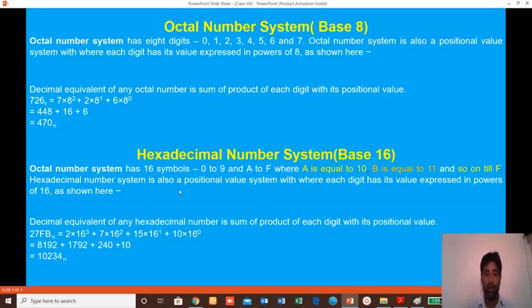The next and last number system is the hexadecimal number system. Hexa stands for 6 and deci stands for 10, so 6 plus 10 gives 16 digits. It is a number system that has base 16, which means it includes 10 digits from 0 to 9 and 6 alphabets from A to F, where A is equivalent to 10, B is equivalent to 11, and so on, till F, which is equivalent to 15.